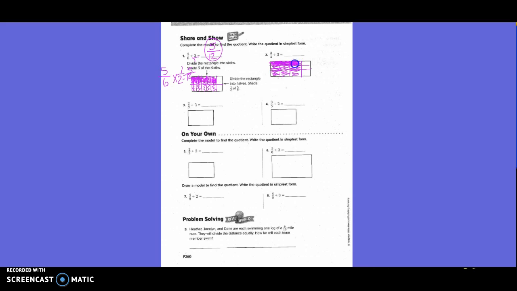So how many total pieces do I have? 12. And then how many did I color in twice? 3. Is that in simplest form? No. So 3 out of 12, or what's a common multiple of 3 and 12? 3. 3 goes into 3 once. 3 goes into 12 4 times. So my answer is 1 fourth.